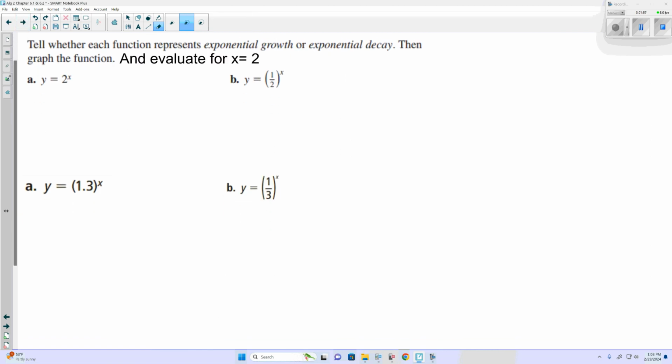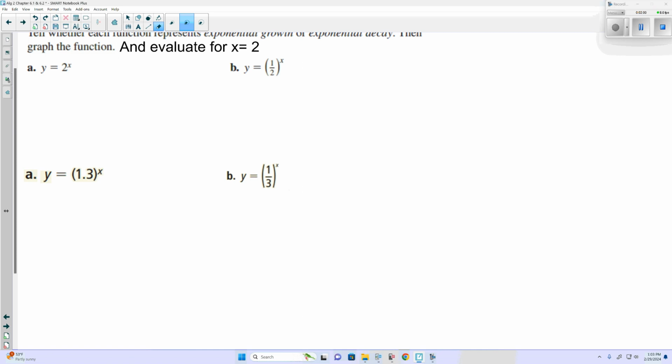So we're going to look at these first few here, and determine whether they're exponential growth or decay, and then evaluate for when x is 2. Now, if we look at a, y equals 2 to the x. Would that be exponential growth or exponential decay? It would be growth, because our base value is 2, and 2 is indeed greater than 1. If that base value is greater than 1, it's growth.